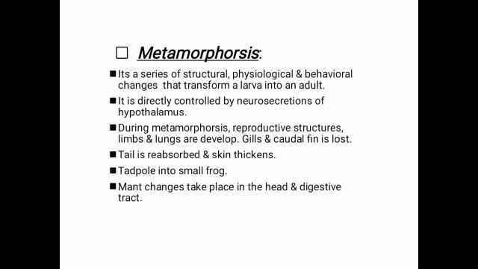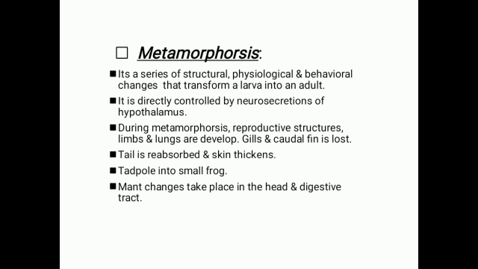Metamorphosis is a series of structural, physiological, and behavioral changes that transform a larva into an adult. It is directly controlled by the neurosecretions of the hypothalamus. During metamorphosis, reproductive structures, limbs, and lungs are developed.